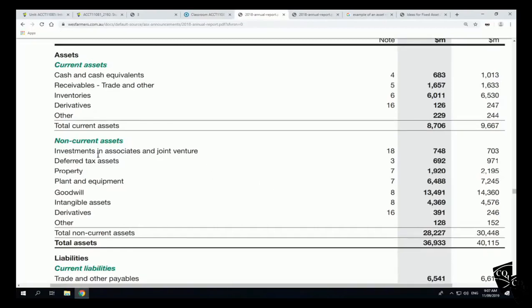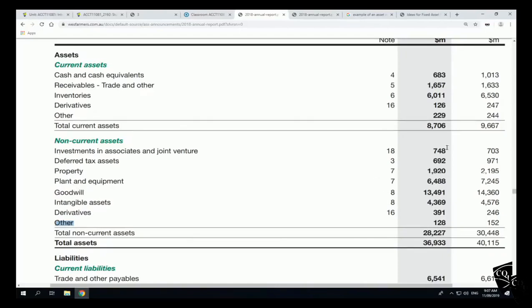So I can have a look at what Wesfarmers has got. They've got investments in associates and joint ventures. They've got deferred tax assets, property, and plant and equipment, goodwill, intangible assets, derivatives, and they have a very small amount of other, which doesn't fit into any of these previous classifications.